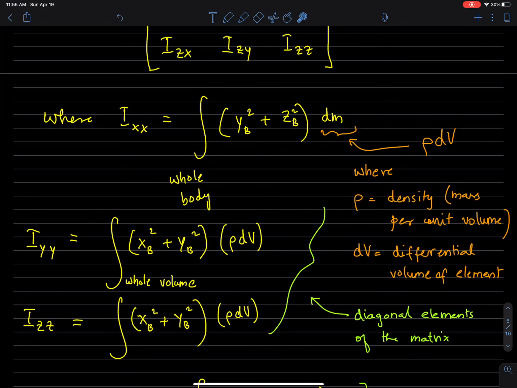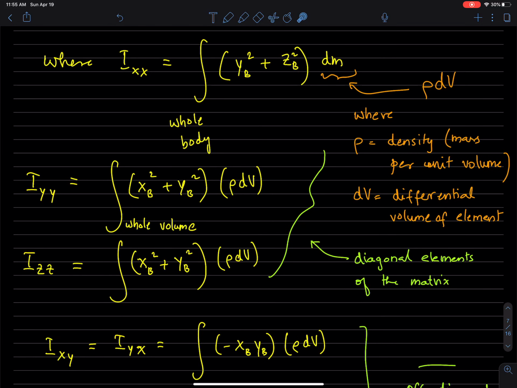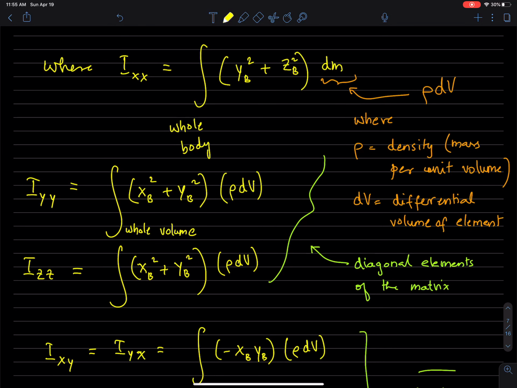Iyy is... there are some typos here which I'm fixing on the fly. Iyy is basically zb square plus xb square. Izz is correct, xb square plus yb square, right? So if it's xx, it's the other two coordinates. If it's yy, it's the other two coordinates. If it's zz, it's the other two coordinates, x and y.